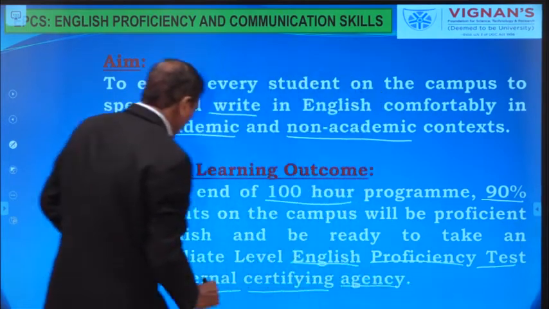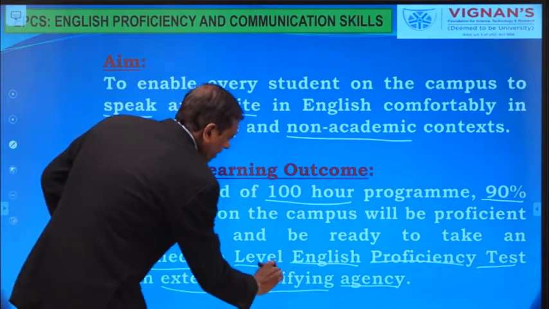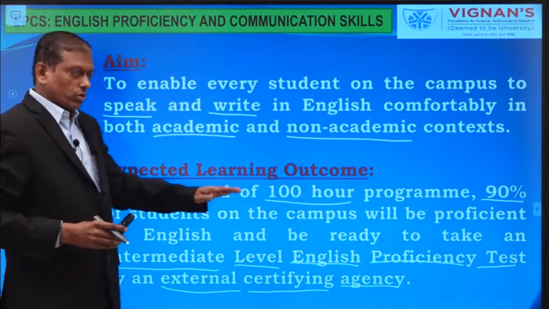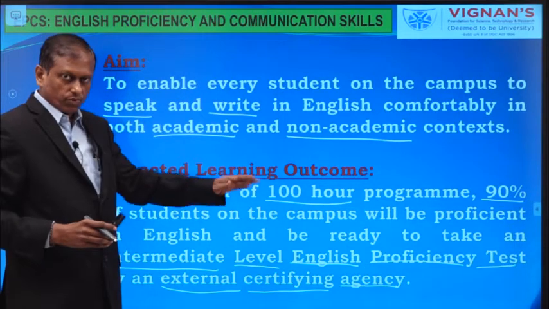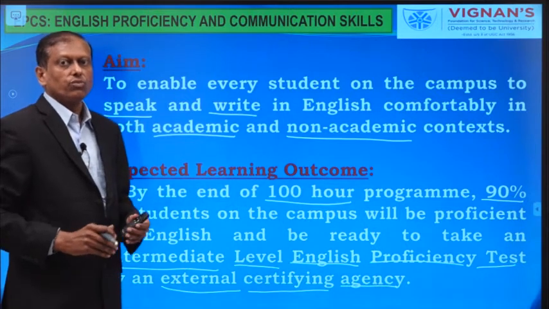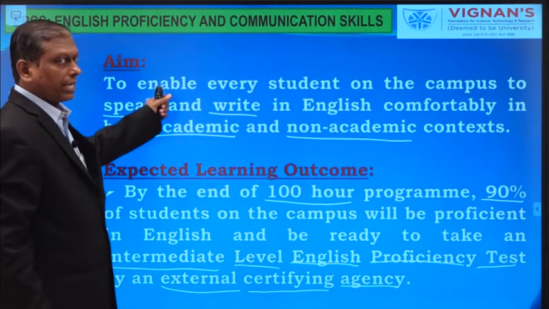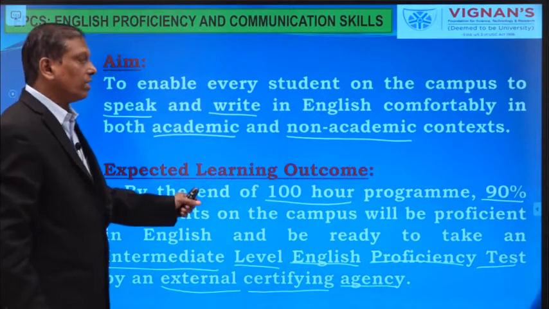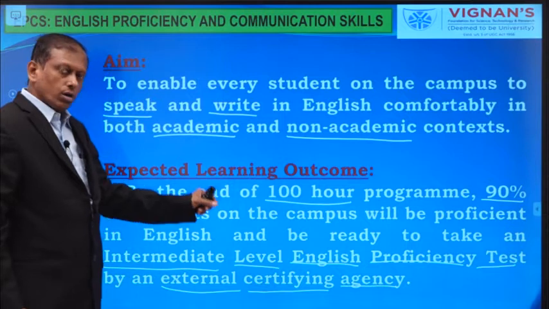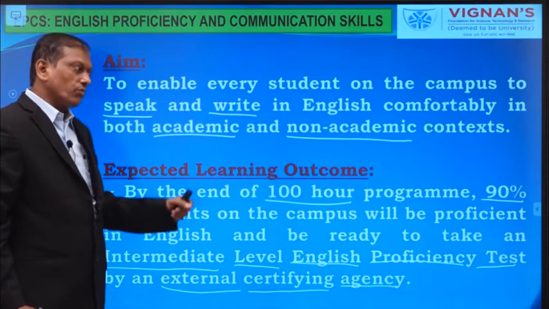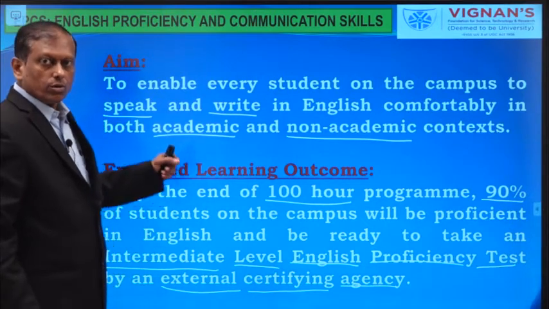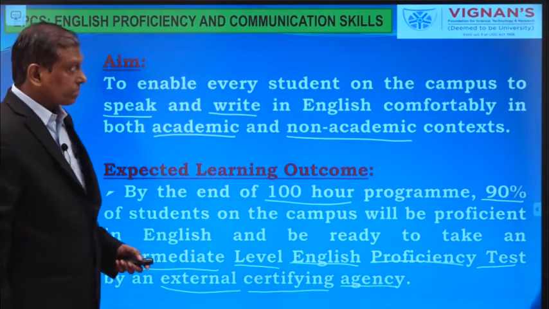At what level? An intermediate level. And these are the terms that you need to focus on further. From now onwards, I am going to explain to you in detail the meanings of these words. This is the aim of the course and this is the outcome of the course. By the end of this semester, 90%, but we have already crossed this 90% that we have drafted in our document.